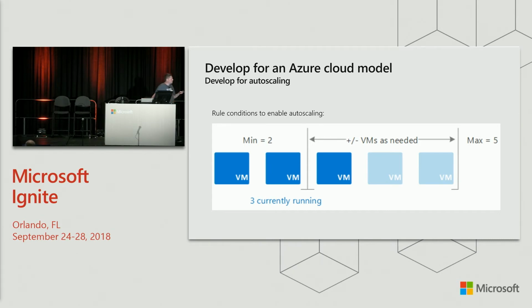So here's an example of a rule condition to enable auto-scaling. Here we have a virtual machine. We have 3 of them. We can actually set the VM scale set to say from a minimum of 2 virtual machines that need to be up and running, all the way to 5 if my application is seeing a high load. We're going to go ahead and have it scale up to 5 virtual machines. So it'll add virtual machines, and it'll also remove virtual machines as needed.